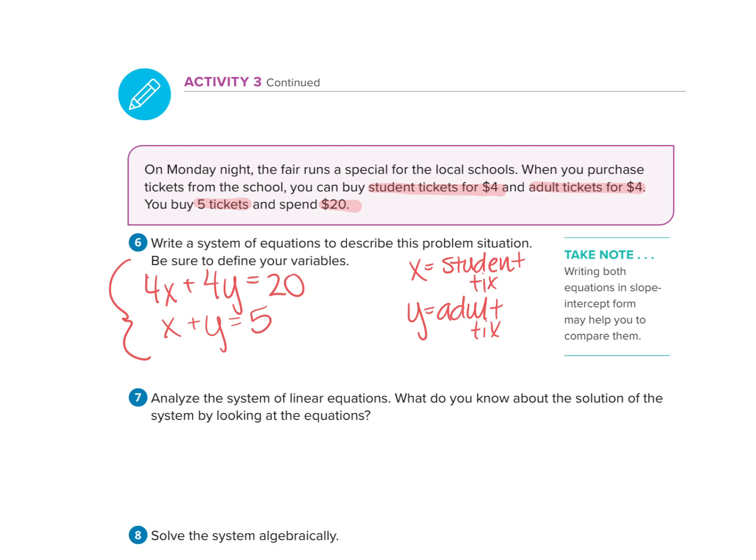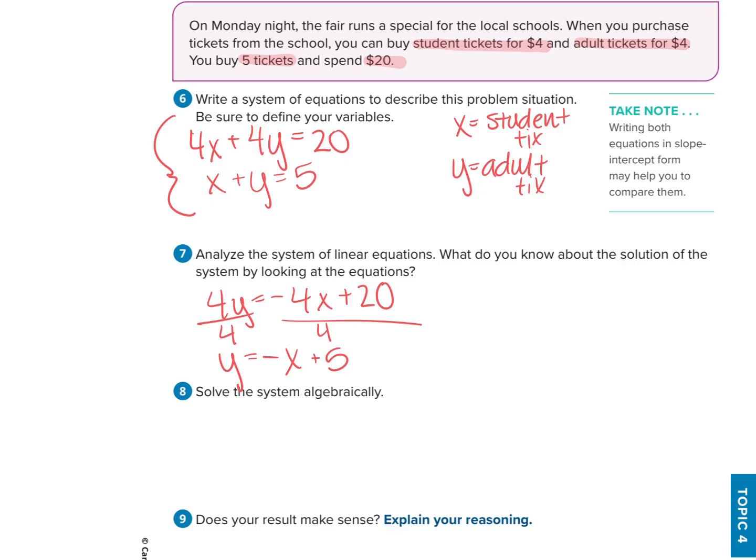So then, to be able to analyze them, we need to have them both in slope-intercept form. So if we were to take that first one, we would have 4y equals negative 4x plus 20. I'm just trying to get this in the slope-intercept form. We would have y equals negative x, because negative 4 divided by 4, you're left with just negative 1. And then 20 divided by 4 would be 5. Whenever you're dividing like this, you would have to divide the whole thing. So here's your first equation in slope-intercept form.